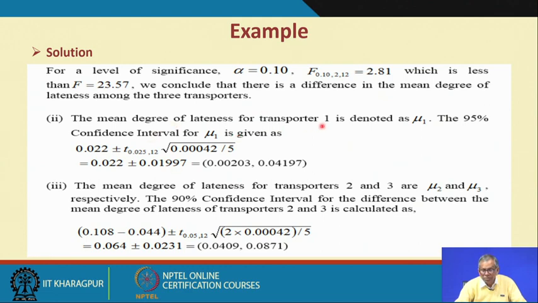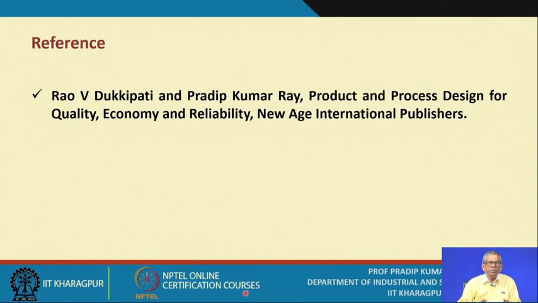The mean degree of lateness for transporter 1 is denoted by mu1. The 95% confidence interval you calculate by applying the formula. So this is the confidence interval. The mean degrees of lateness for transporters 2 and 3 are mu2 and mu3. These notations we use. The 90% confidence interval, again you compute for the difference between the mean degree of lateness of transporter 2 and transporter 3. How do you calculate this? You apply the formula. So this is the confidence interval, that is 0.0409 and 0.0871. Okay, so this is a typical example.